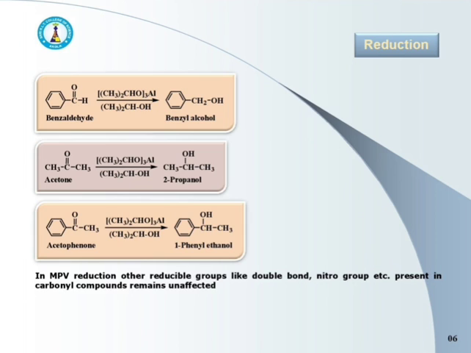See the next examples. Benzaldehyde gets converted to benzyl alcohol, acetone to 2-propanol, and acetophenone to 1-phenyl ethanol. These are examples of MPV reduction. In all these reactions, there is conversion of carbonyl group into alcoholic group, so as to form the respective alcohols.